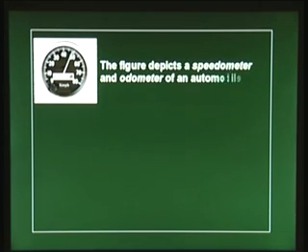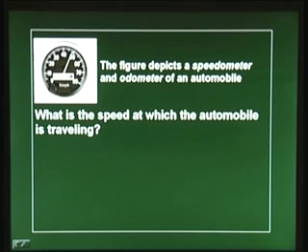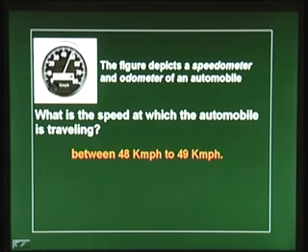Okay? So here is a picture of a vehicle's odometer. You might have seen this, everybody. Now, let's say this is a speedometer. So the question is, somebody asks you, what is the speed at which this vehicle is traveling? Then what would you say? You would say that it's between 48 and 49 kilometers per hour. So we can say with confidence that this is going between 48 and 49.